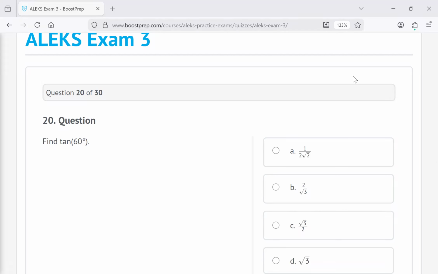Hello. This is going to be part two of Alex's exam three. So let's continue off to question 20. Question 20 says find tan of 60. So what you need to know, you need a little bit of the trig.